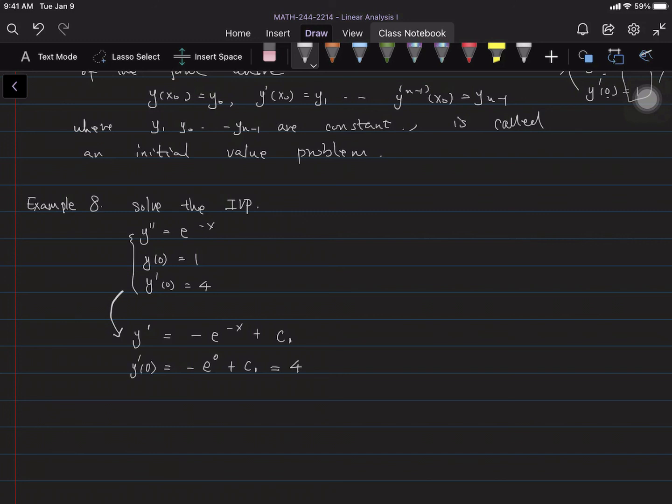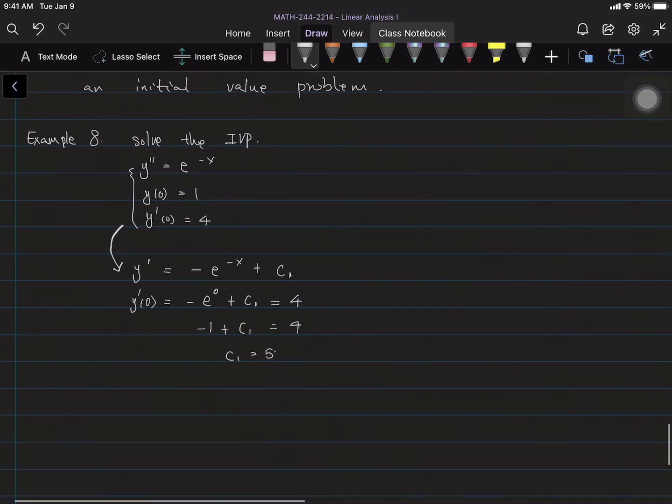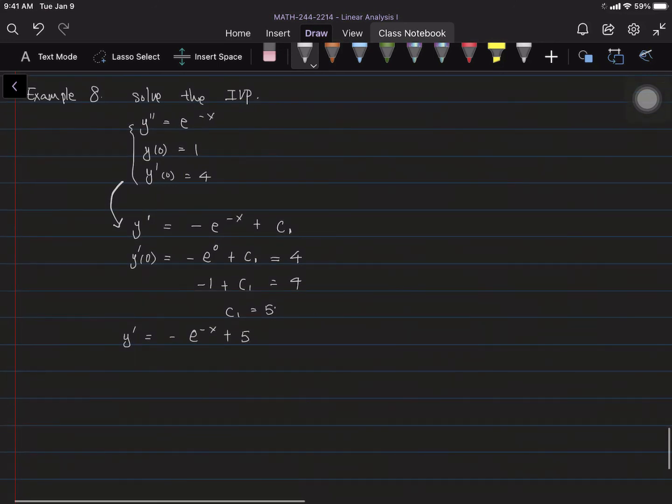Now let's solve for c1. So e to the 0 is 1, so negative 1 plus c1 equals 4. So what is c1? c1 equals 5. Right? That means let's plug into y prime: negative e to the negative x plus 5. That's y prime. And next we integrate: y equals e to the negative x plus 5x plus c2.